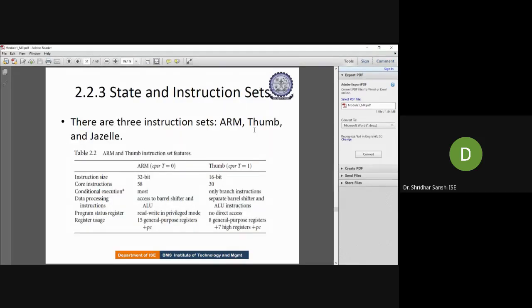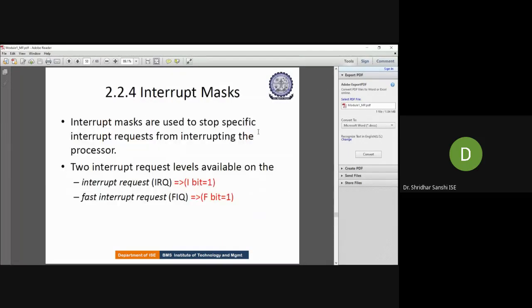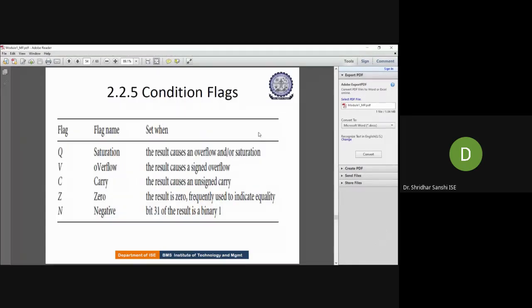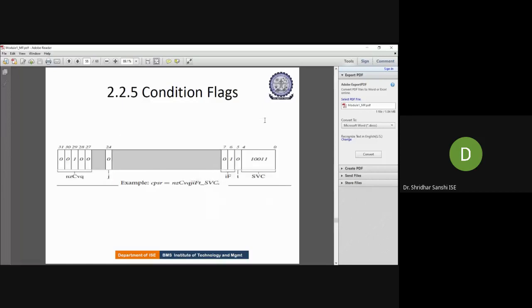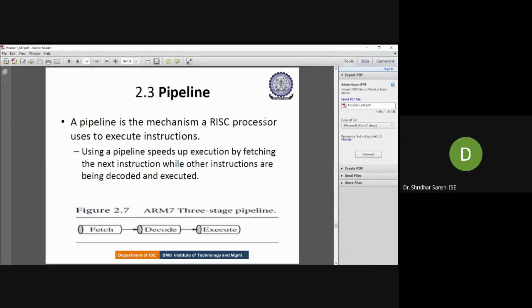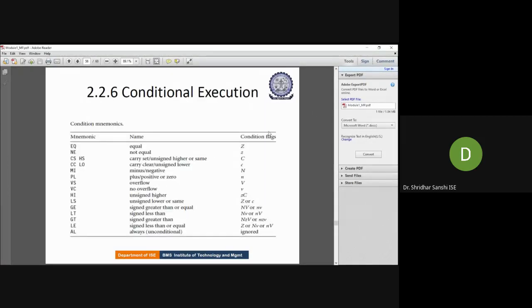And then we talked about the state of registers. State means what type of instruction set we are using. So there are three instruction sets: ARM, Thumb, and Jazelle. And we'll talk about the conditional flags and conditional execution in the next class.